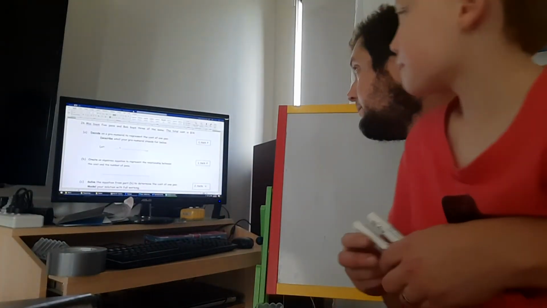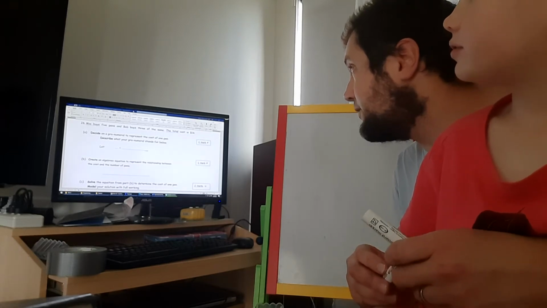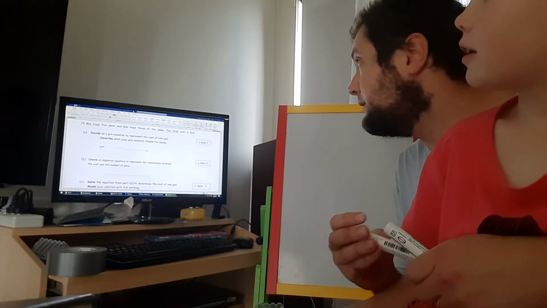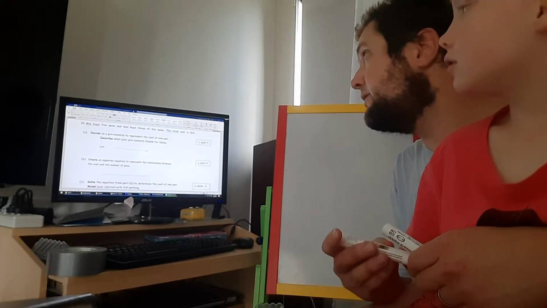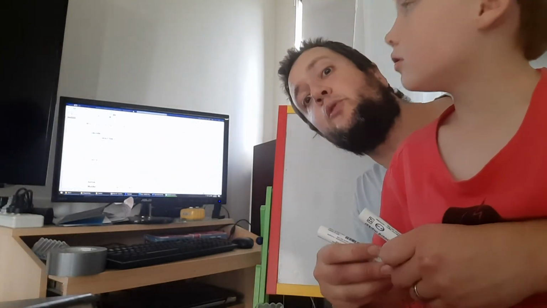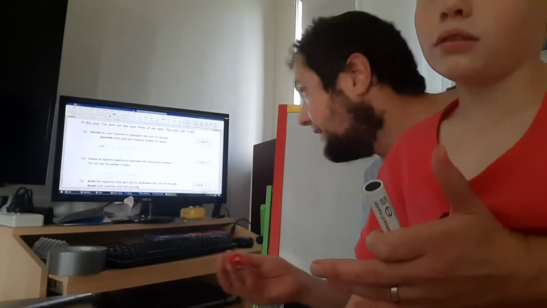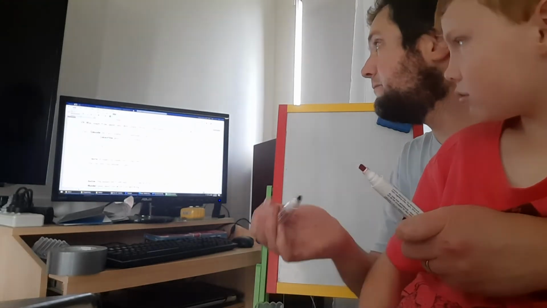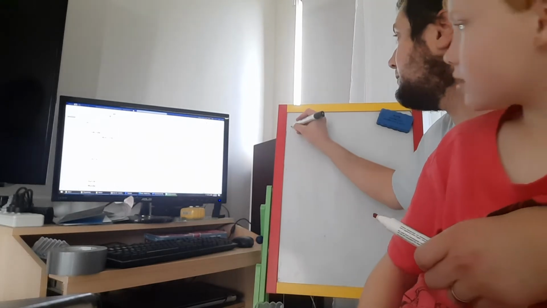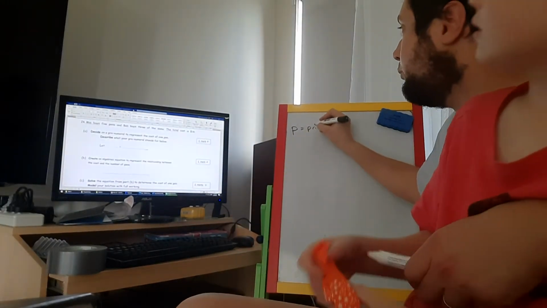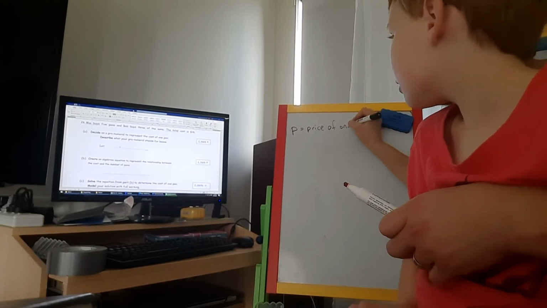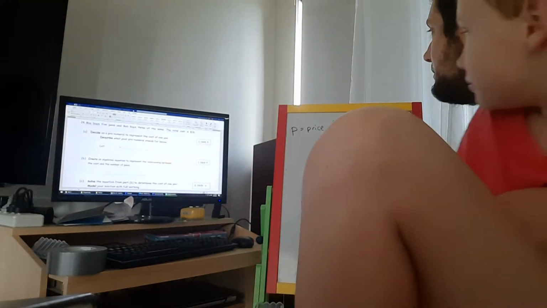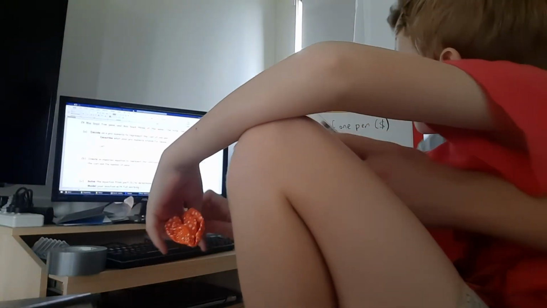Okay, question 26. Mia buys 5 pens and Bob buys 3 of the same. The total cost is $16. Decide on a pronumeral to represent the cost of 1 pen. Pronumeral simply means variable, a letter. What letter do we want to use to represent the pen price? P for pen? Right, we'll let P be the price of 1 pen. What's price measured in? What units? Dollars.